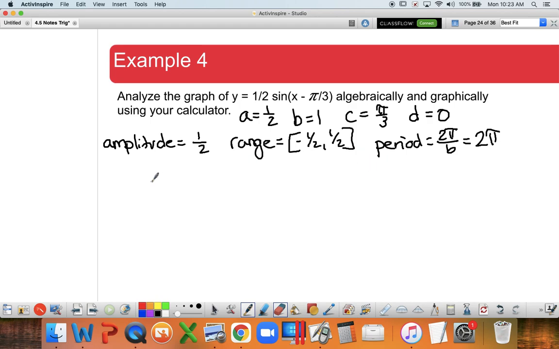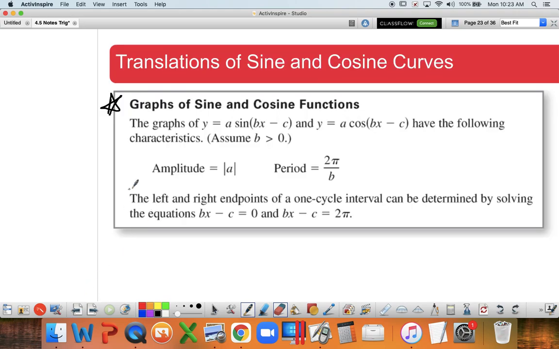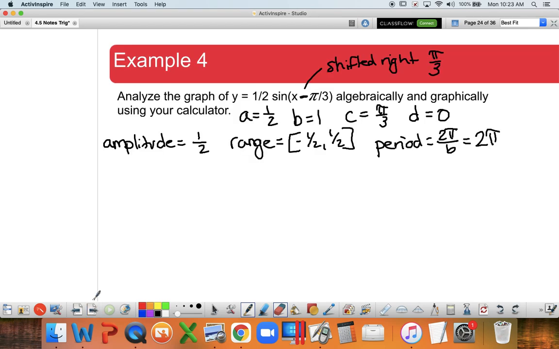Now, the C part, that's going to be the hardest one. So I know that I've shifted. I've got a negative pi over 3, so that tells me I have shifted right by pi over 3. The problem is, I'm not using pi over 3 on my x-axis. I've been using pi over 2s. So now I've got to rethink this a little bit. Well, let's use the formulas that they've given me. Let's use our left and right equations to pull this out.